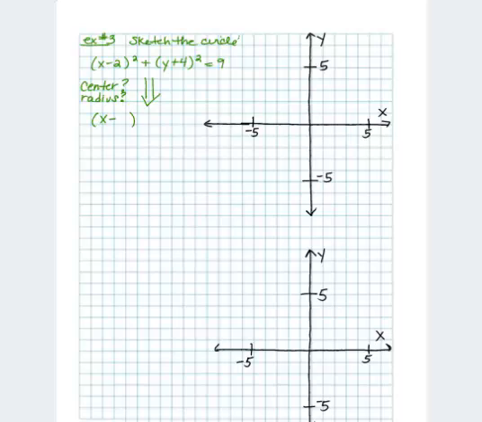X minus h. Whatever you put in here is going to be our h. X minus 2. I'm just copying down what was up here. Y minus something. This is going to be our k. The formula has y minus something in here, but I've got y plus 4. So can I rewrite y plus 4 as y minus something? Y minus a negative 4 means the same thing as y plus 4.